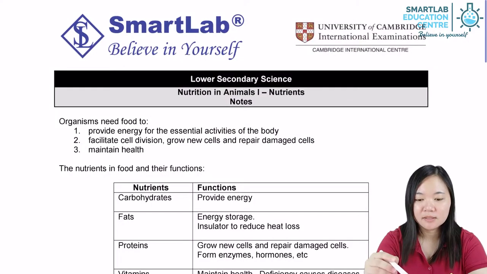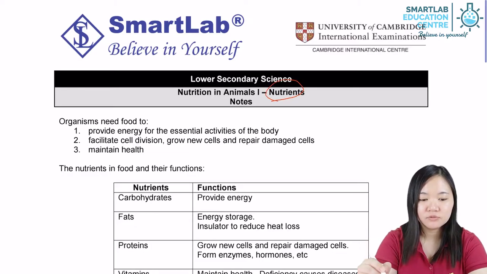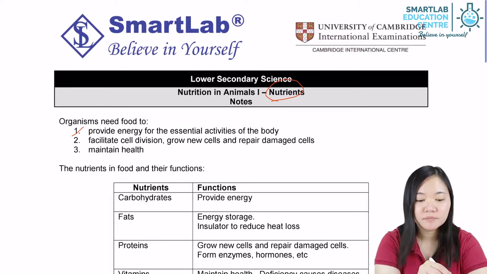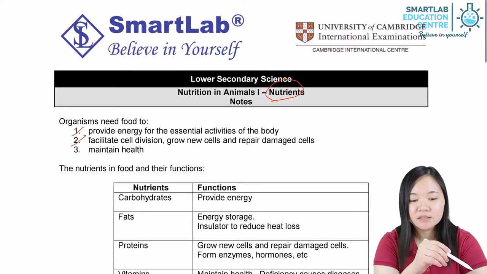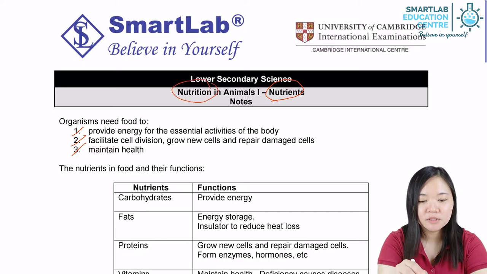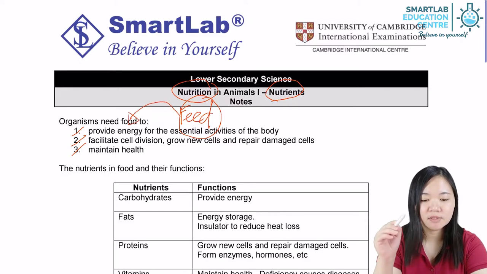Let's take a look at nutrients, part one. Organisms need food to provide energy for essential activities of the body, facilitate cell division, and also maintain health. Nutrition here means something that you feed on. So what's the purpose of feeding? These are the purposes of feeding.